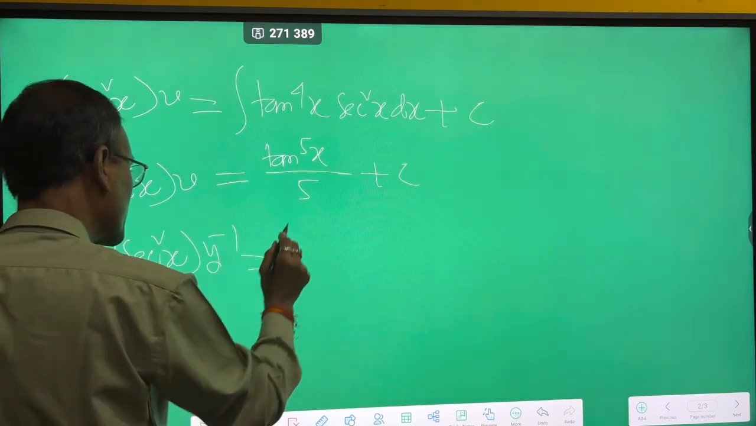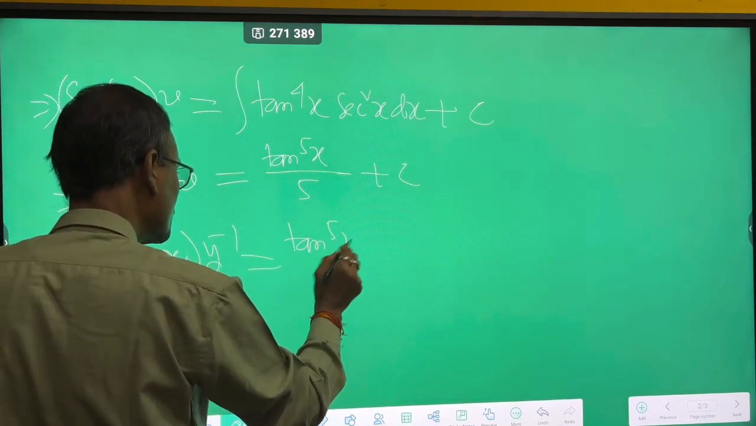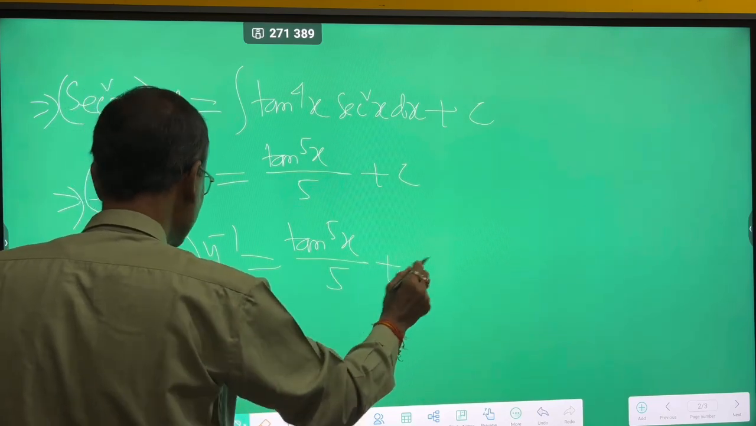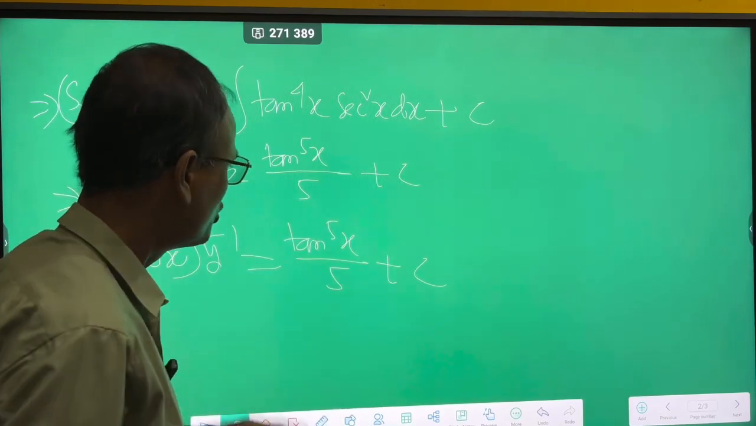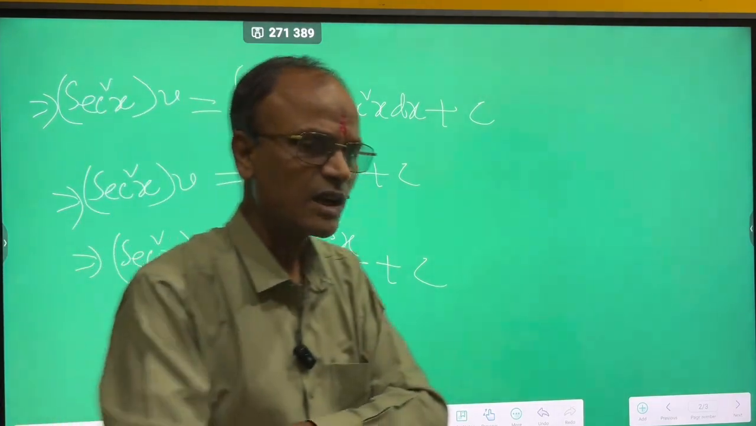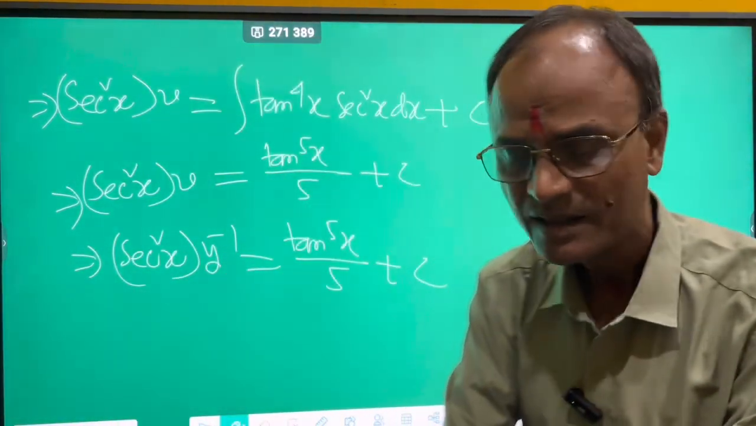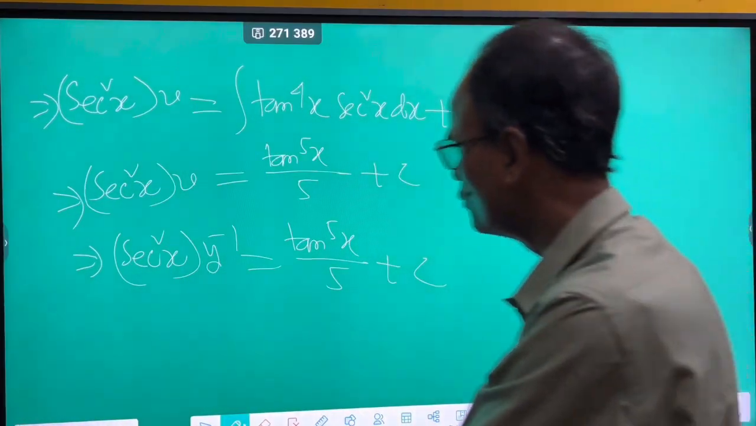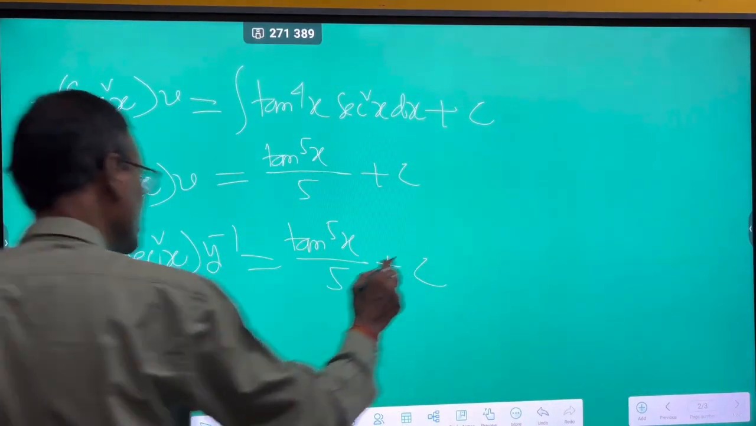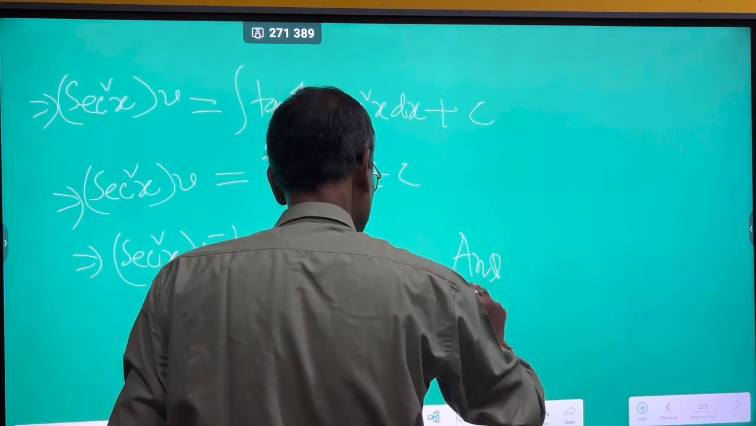y to the power minus 1 equals 10 to the power 5x by 5 plus c. This is the answer. You may convert the y to the power minus 1 to the right hand side also, or you may write like this. You may write the answer in this way also.